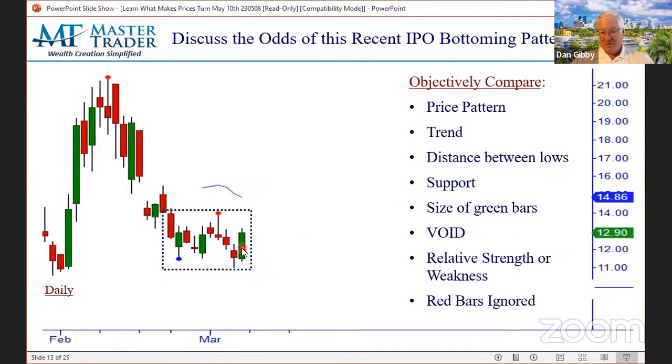Size of the green bars: that's the biggest green bar since this one. So buyers stepped up. Do I have a price void? Not yet. It's in a trading range. Relative strength or weakness? Well, compared to what? To the market or sector. Red bars ignored. So would I do anything with this recent IPO? No, but I will watch it every day. Where's my entry, Greg? We've said that all the time. Give me a setup, a price void, and then I'll tell you what it is. So this may set up in 3 days. It might not set up at all. I don't know.